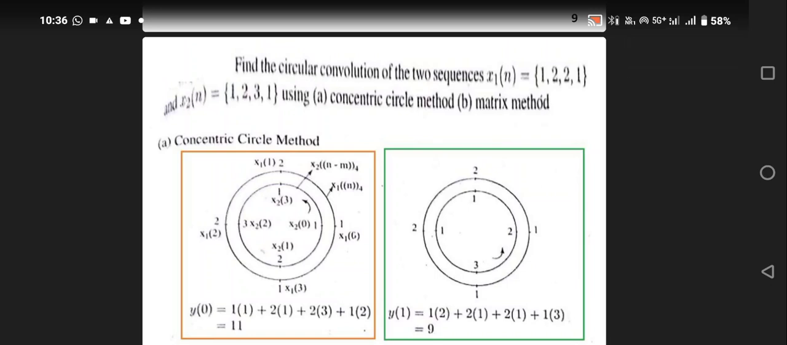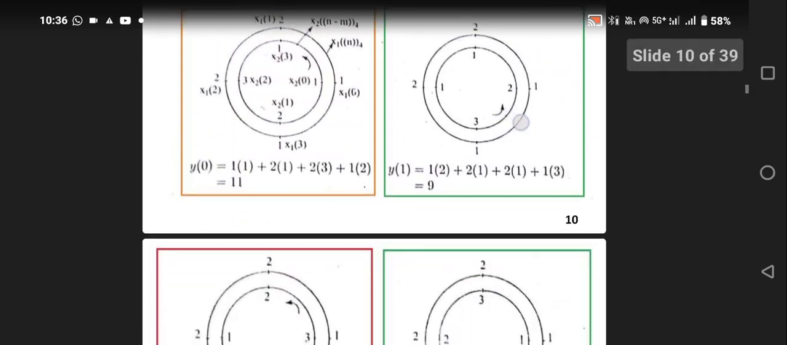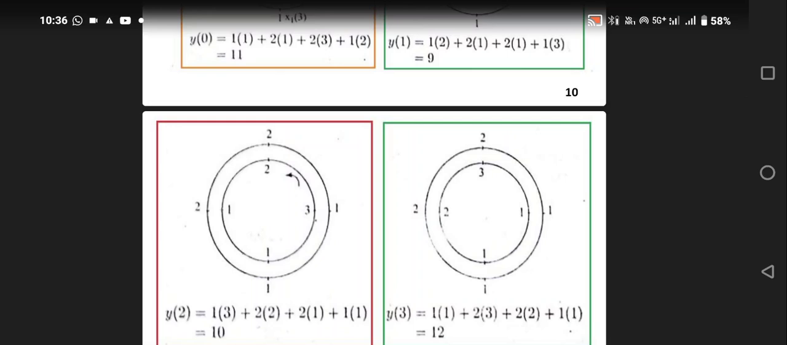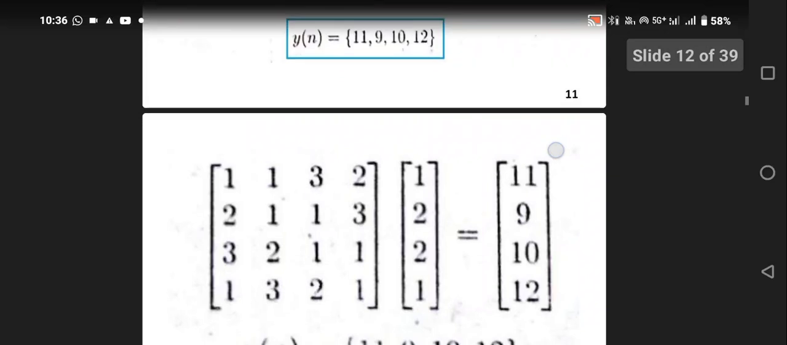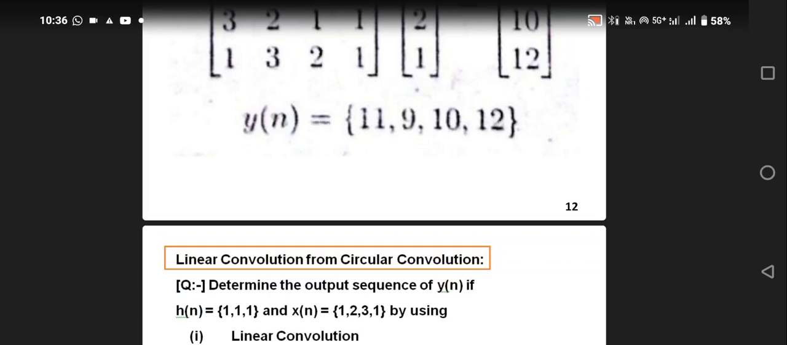Find the circular convolution of the sequences x1 of n equal to 1, 2, 1, 2 and x2 of n equal to 1, 2, 3, 1 using the concentric circle method and the matrix method. Both methods use different concepts, but the answer is the same in both methods. Y of n is equal to 11, 9, 10, 12, in the concentric circle method as well as the matrix multiplication.